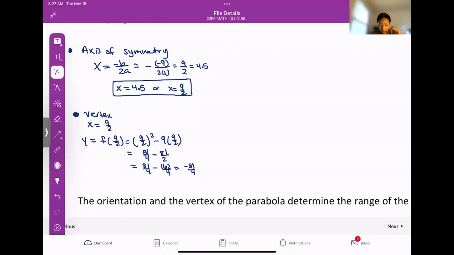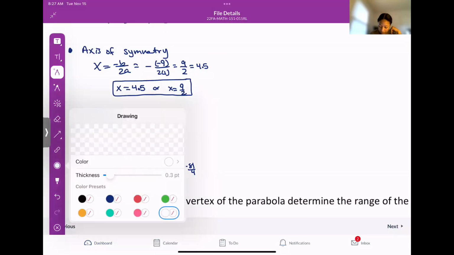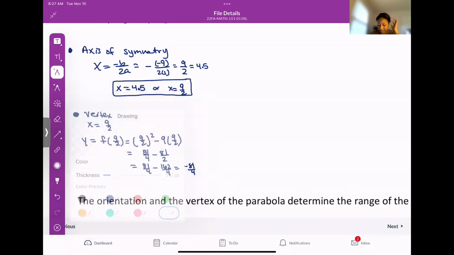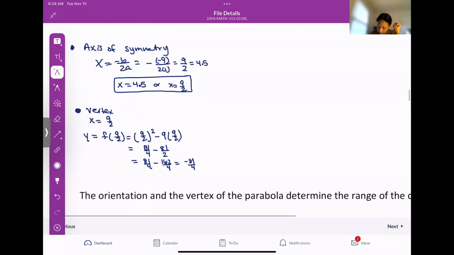All right, last thing, I just want to write my vertex as an ordered pair. We said x was equal to 9 over 2, and then we just calculated y to be, let me just double check it, make sure I believe me. Yeah, y is equal to negative 81 over 4. So the vertex is the point 9 over 2, comma, negative 81 over 4.